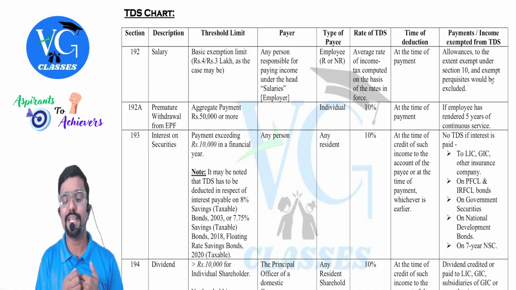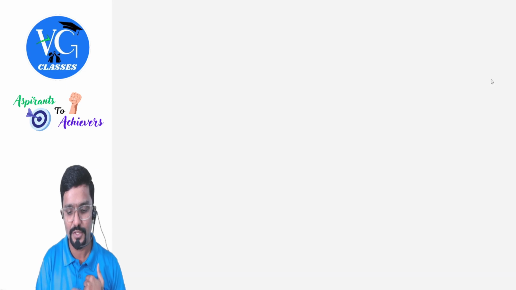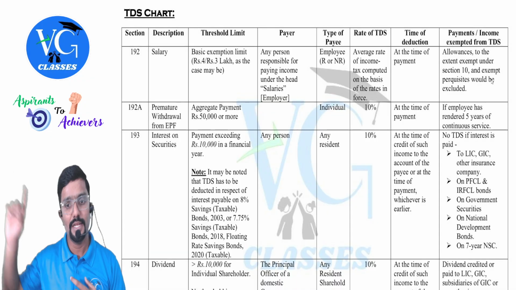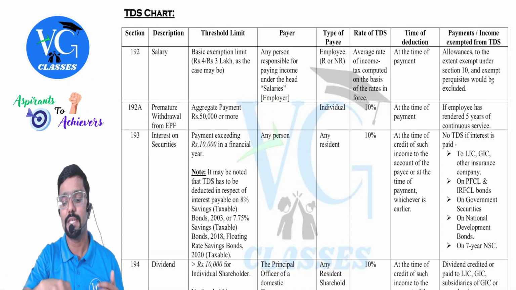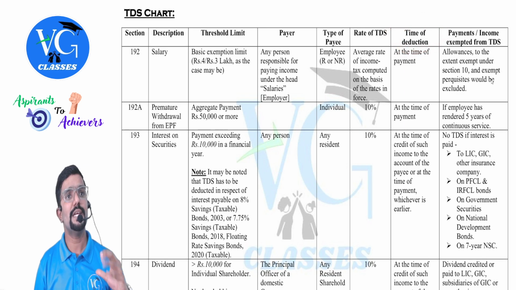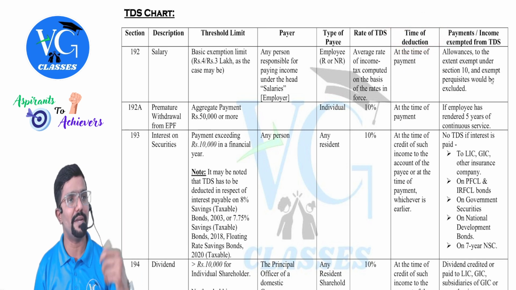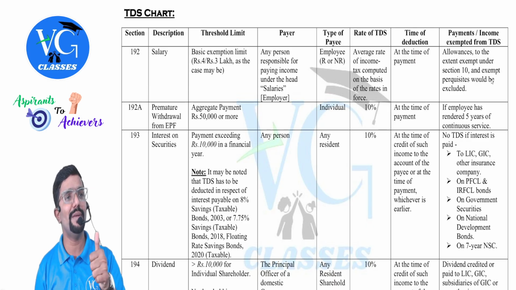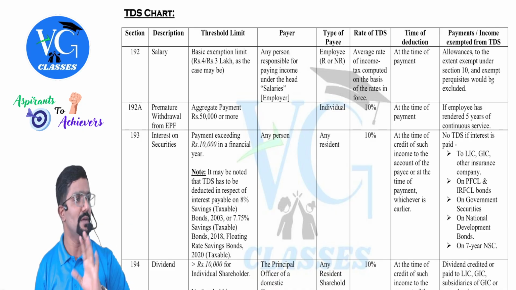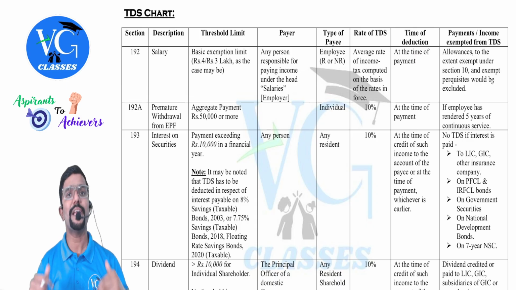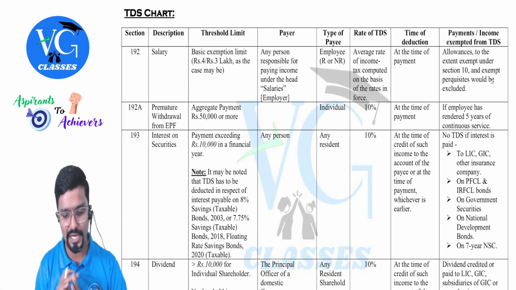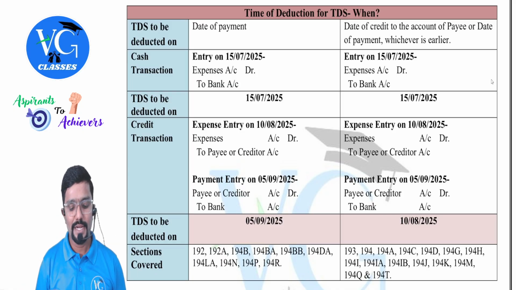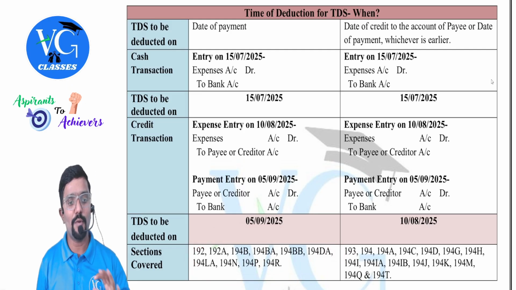Okay. So before I start, I just want to give a few more pieces of information. Time of deduction was there, no? That is in this chart. In this chart, you can see the last but one column, that is, when should TDS be deducted? Guys, for a few sections, it is at the time of payment. Whereas for a few sections, they have told TDS has to be deducted at the time of payment or at the time of giving credit to the payee, whichever is earlier. Let me explain that first, then we will go through the sections. When TDS has to be deducted, guys, for these sections, I have given the sections covered at the bottom.